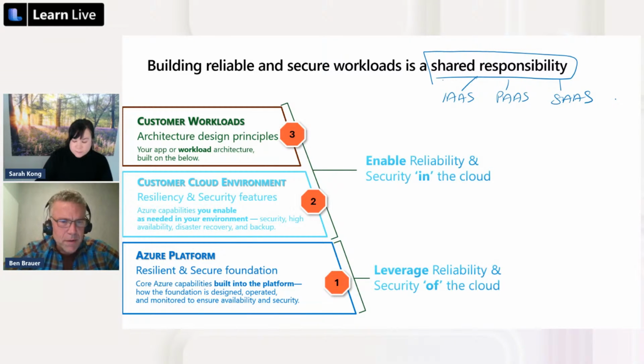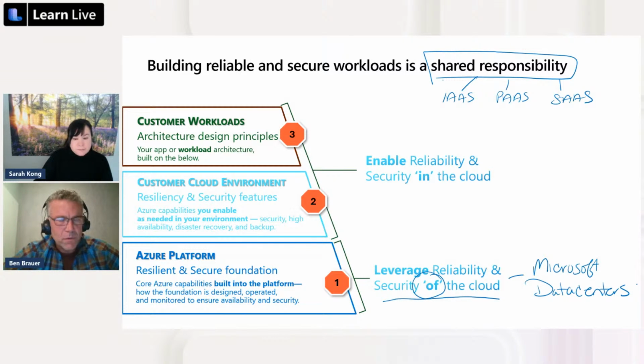If you start at the bottom around the Azure platform, what the Azure platform is about is basically leveraging reliability and security of the cloud. Why we say of the cloud is that Microsoft is operating a cloud environment on your behalf. So when we're ensuring that it's resilient and secure, that foundation allows you to run your applications, host those applications, host your data, and ensure that it's evolving effectively in a way that meets your needs.